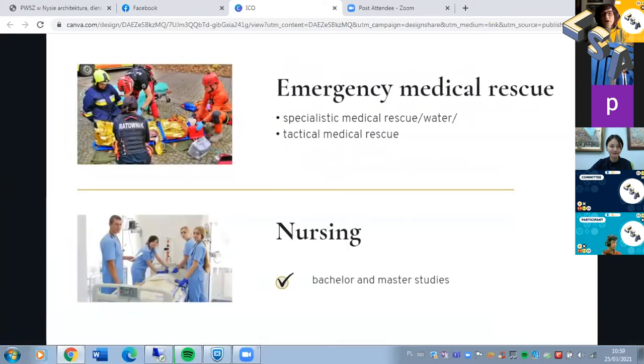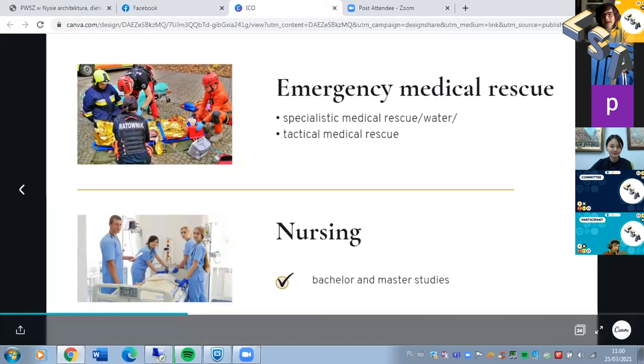Emergency medical rescue. Now we are moving to the medical world. We are very good in those two especially. We have specialistic medical rescue water specialization and tactical medical rescue for this department, and also the Department of Nursing, where we cooperate very closely with our university hospital, and provide education in bachelor and master studies. Especially nowadays, this is one of the most important faculties and plays an important role in the region, because our students are helping in these difficult times to deliver help to unhealthy people during COVID.